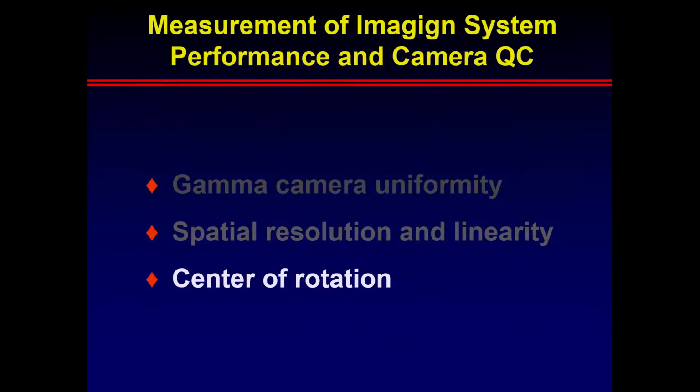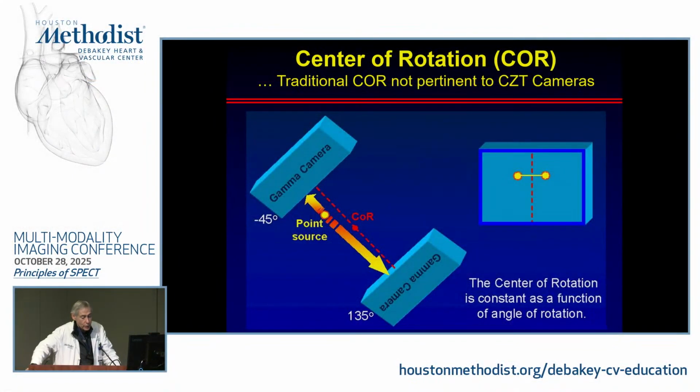And lastly, we do center of rotation, and center of rotation is really not applicable to most CZT cameras. There is some type of center of rotation that is done with CZT, but it isn't the traditional type, because traditional gamma cameras rotate around 180 degrees, and that rotation has got to be precise, otherwise you get distortion of the image. With CZT cameras, it's a fixed gantry, so you don't really have to correct for rotation errors because it's non-rotating, but you have to correct for other things.